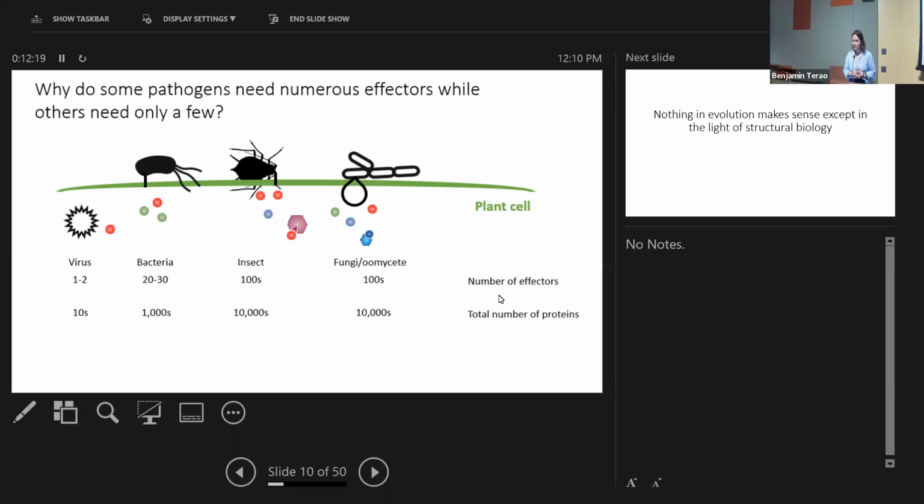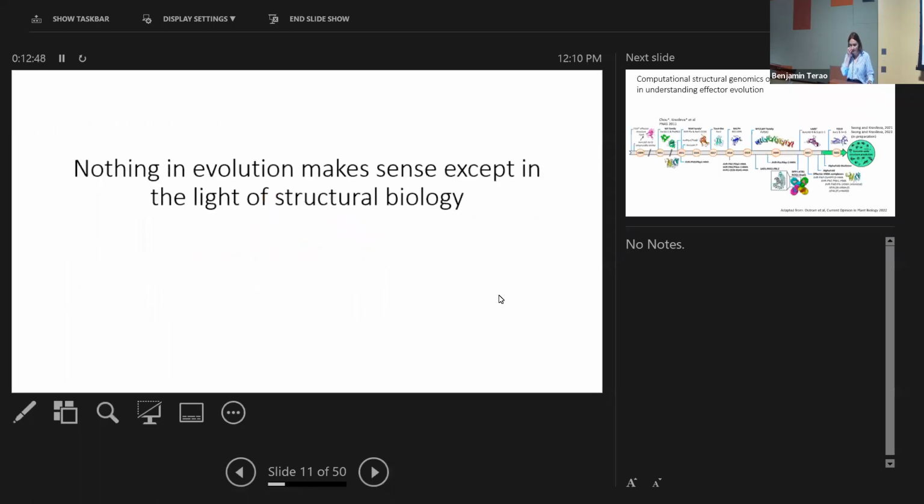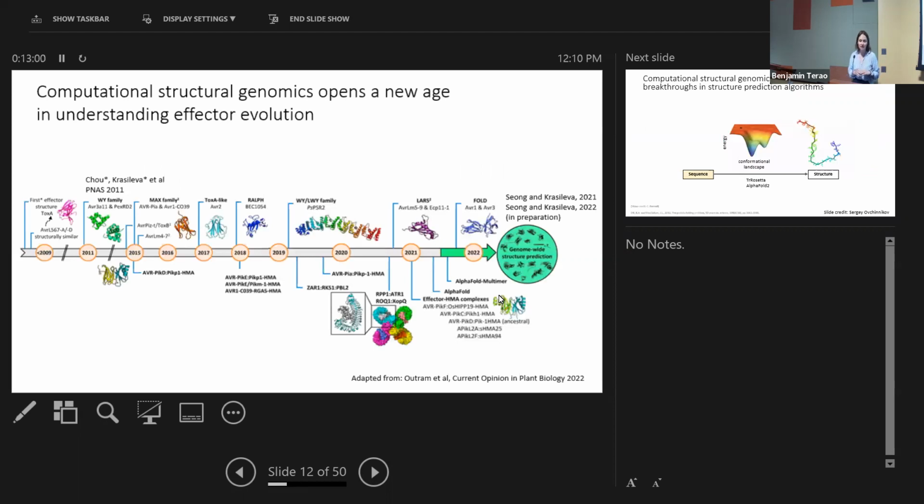So in our mind, we always thought, well, how do we begin to make sense of it? And especially, how do we begin to make sense of pathogens that can encode hundreds and hundreds of effector proteins that are very commonly unrelated in their primary sequence? So they're hard to understand: are there any similarities across pathogens or even within pathogens in these effectors? And my first message from the talk, I think, is that nothing in evolution makes sense except in the light of structural biology.